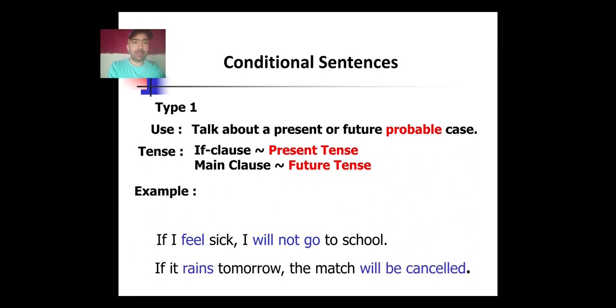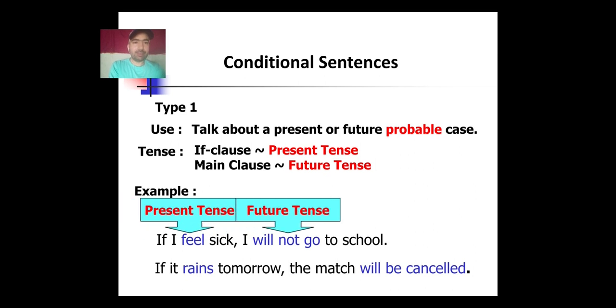If it rains tomorrow, the match will be cancelled. So there is a likelihood of cancellation of the match. So this type 1 shows the most certain case. Here you are with the structure: present tense in the if clause and future tense in the main clause.